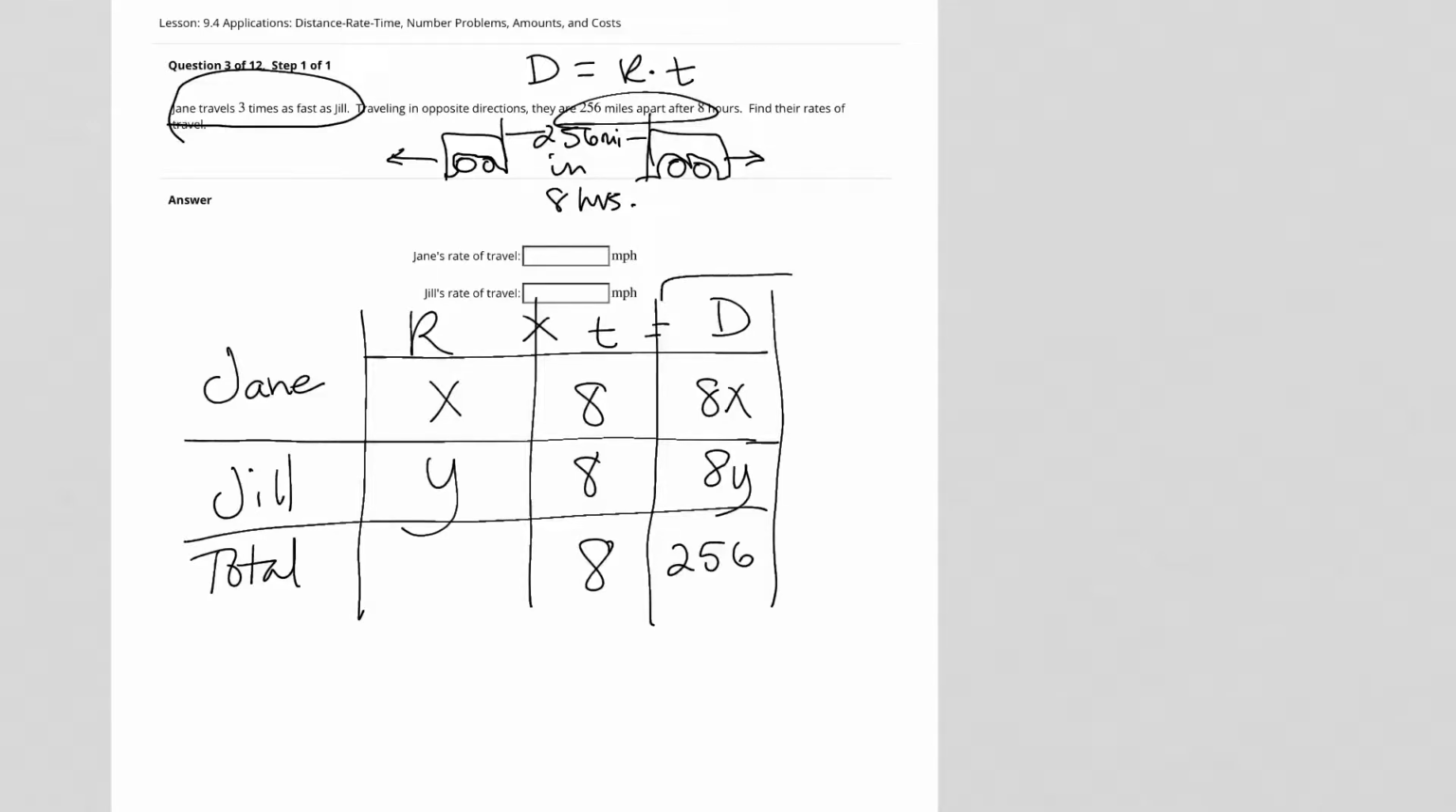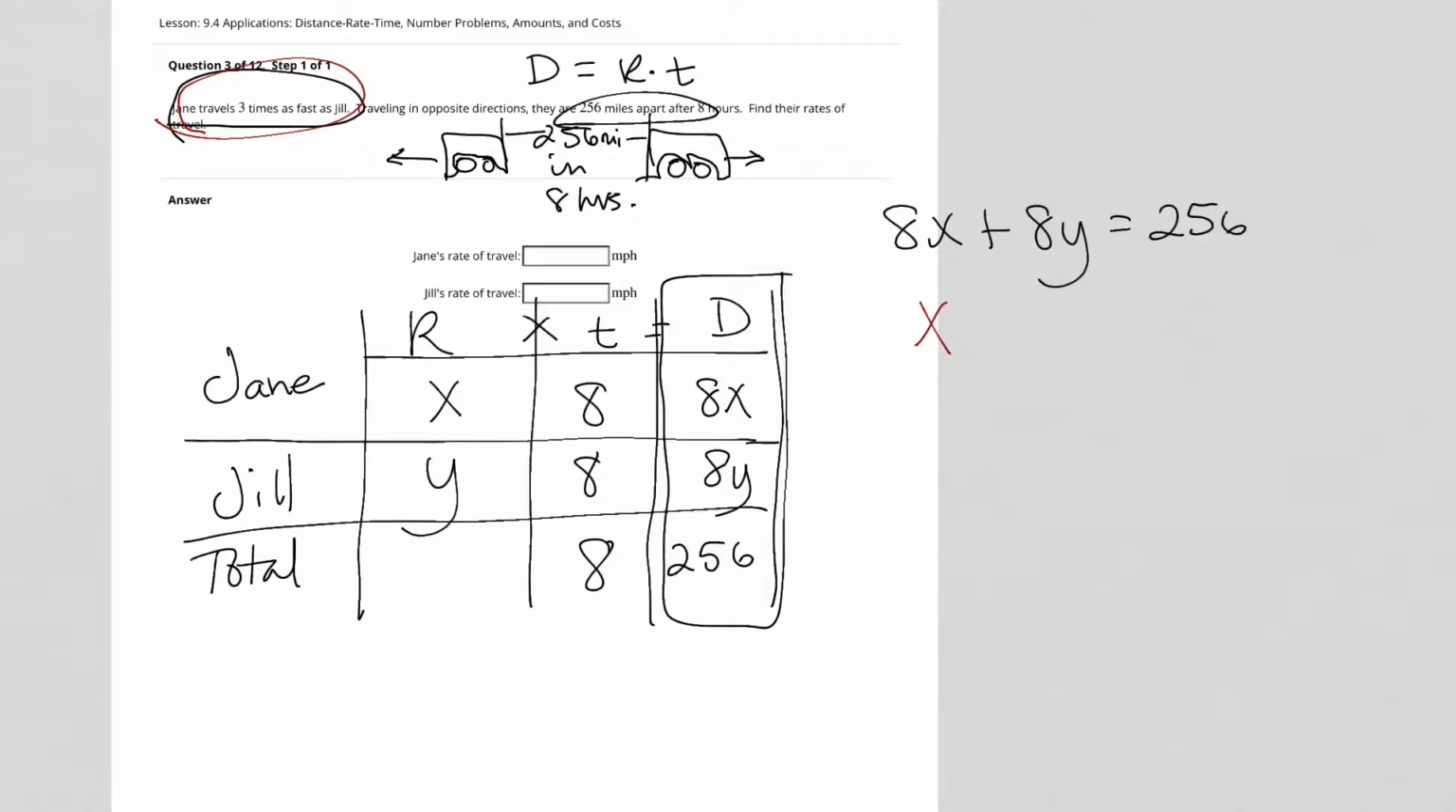So here is my first equation that I can write with distance. I have 8x plus 8y equals 256. And then my other equation is probably right here with this sentence. It's based on their rates. Jane travels 3 times as fast as Jill. So Jane is X, and she is 3 times as fast as Jill, which is going to be X equals 3Y.